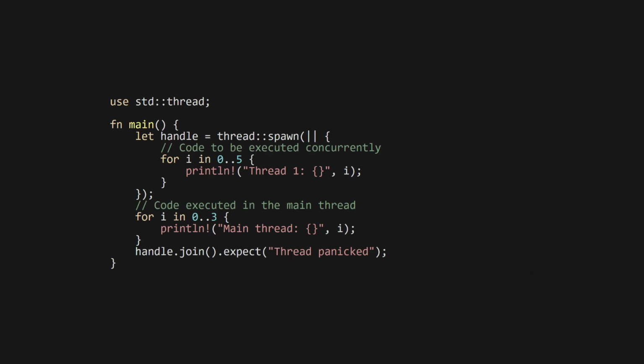In this code, we create a new thread using thread::spawn, passing in a closure that represents the code to be executed concurrently. Meanwhile, the main thread continues executing its own code. By utilizing join, we synchronize the main thread and the spawned thread, ensuring they complete before the program exits. With Rust's threading module, you can easily create and manage threads, enabling efficient concurrency in your applications. Whether you need to perform complex calculations, handle multiple client requests, or improve performance, Rust's threading module has got you covered.